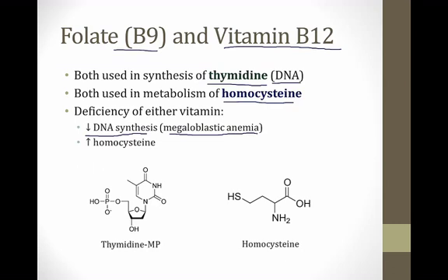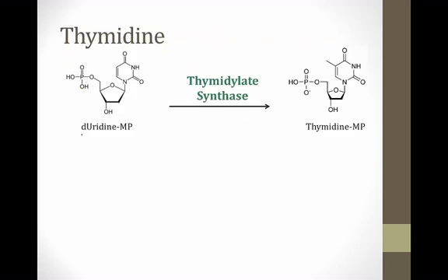And in addition, if you're deficient in either of these vitamins, you will have an increased level of homocysteine in the plasma, and that's because you cannot metabolize the amino acid homocysteine. And I've shown you on the screen here the structures of thymidine and homocysteine to remind you what they look like. Synthesis of the nucleic acid thymidine is complex and multi-layered, and it involves both vitamin B12 and folate.